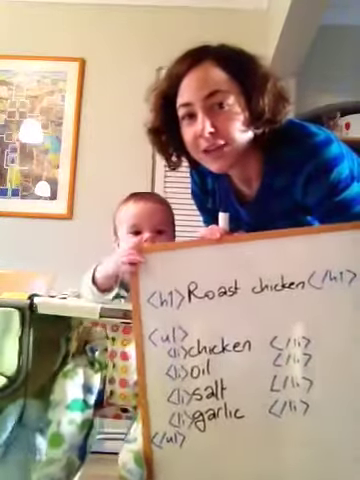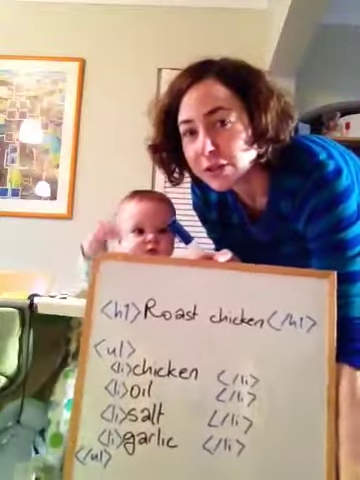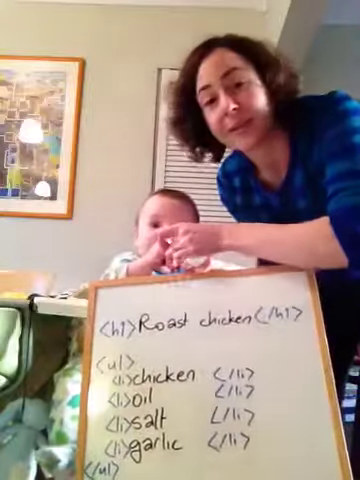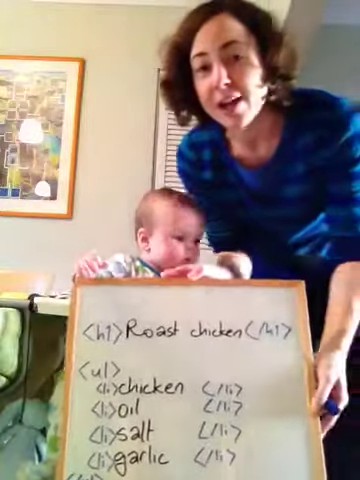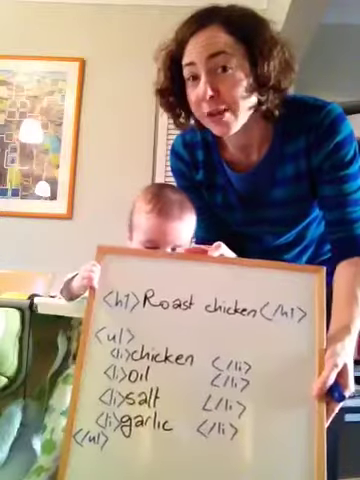Not all the tags have to show something on the screen. Some of them are just exclusively for the computer. And this one, unordered list, is a classic example of that. You could have a heading for your unordered list. It might say ingredients. You could do that.